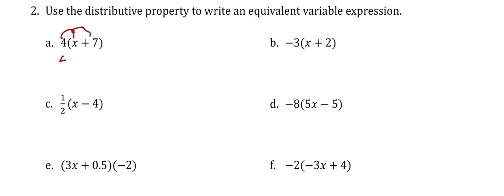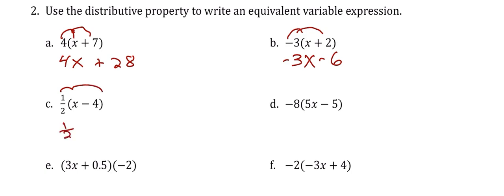So this first one is 4 times x, which is 4x, and 4 times 7 is plus 28. Okay, this time we're distributing a negative 3. So you have negative 3x minus 6, and we're done. Next one, 1/2 gets distributed.